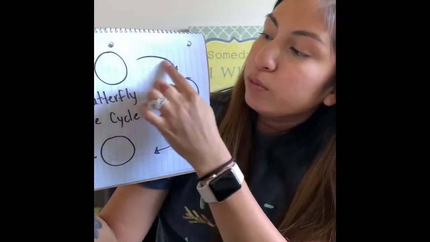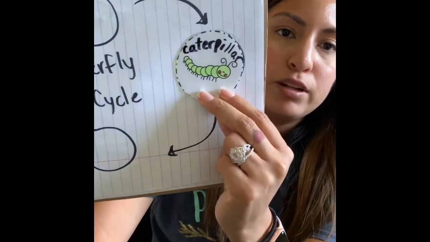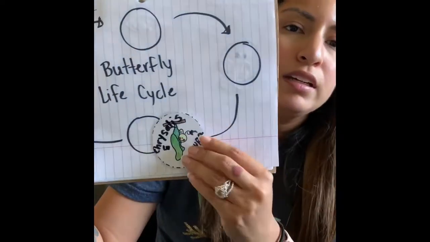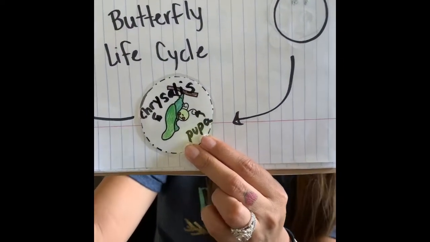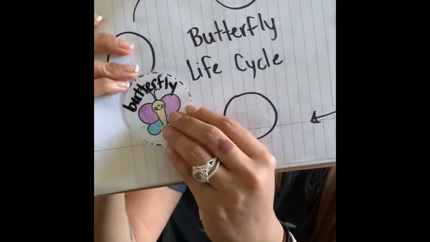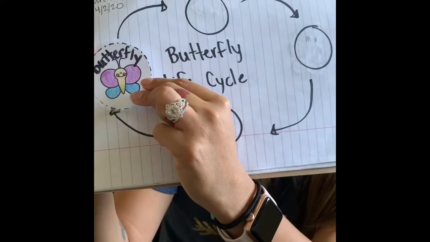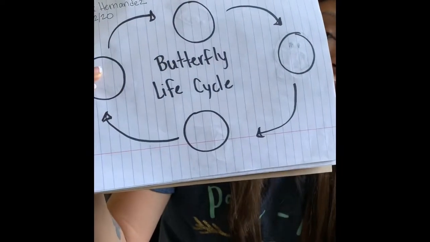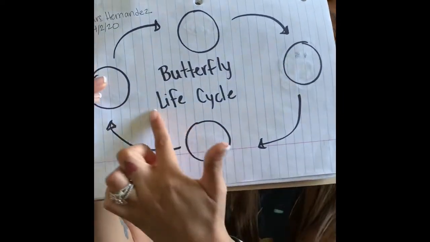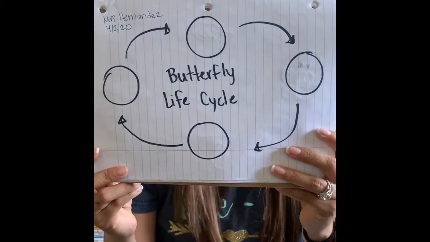And then what will come out of the egg will be the caterpillar. And then the caterpillar will eat and eat and eat. And then when he's ready, he will go and make a chrysalis and be inside of the chrysalis. And he becomes a pupa. And when he's ready to come out of there, he will come out a beautiful butterfly. And then the butterfly will have babies. And the butterfly will go and lay some eggs on a leaf. And then it starts all over again. And then the other butterfly will lay eggs and it will grow up. So that is the life cycle of the butterfly. And so this is what you're going to do.